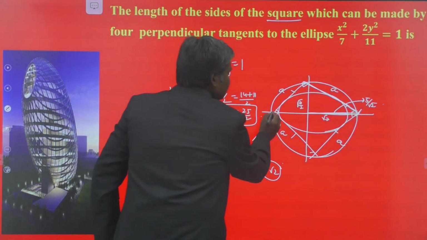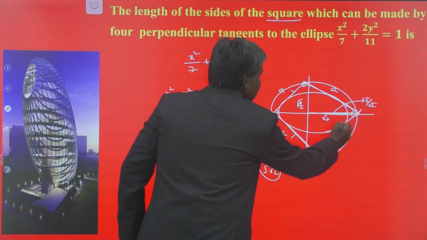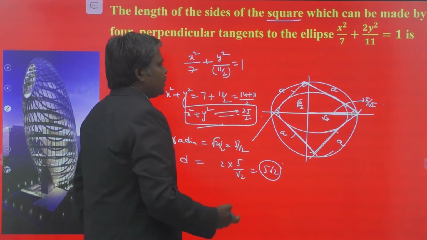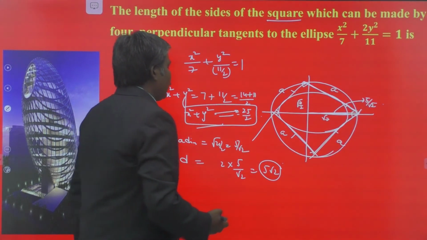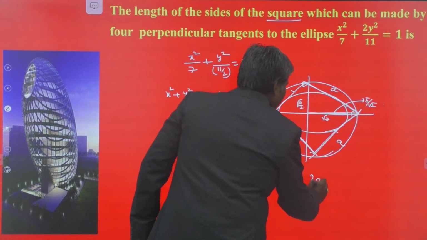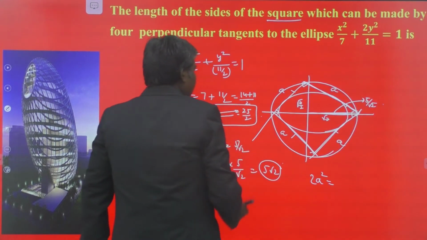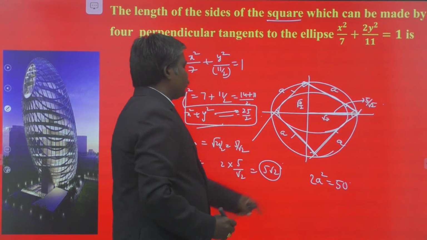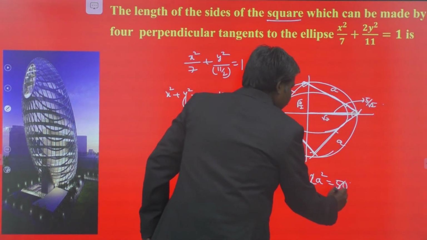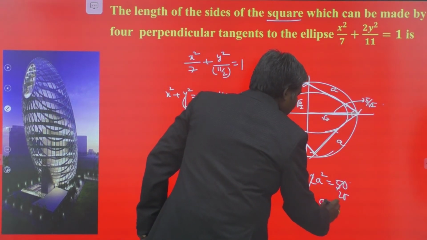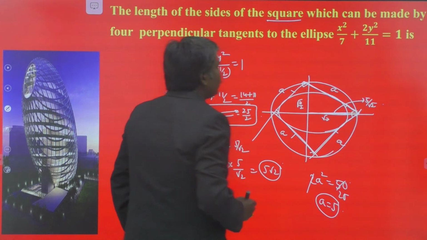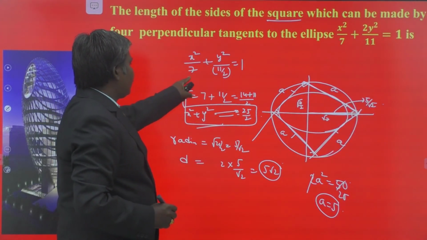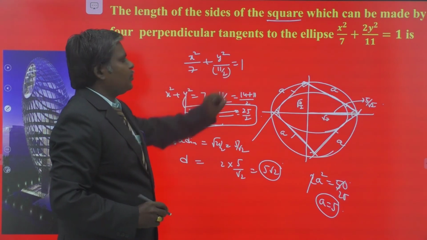Now, this is A units. It is also A units. Then A square plus A square, that is side square plus side square, is equal to hypotenuse square. Therefore, 2A square is equal to 50. Therefore, the length of side A is equal to 5 units. So, x square by 7 plus y square by 11 by 2 equal to 1.